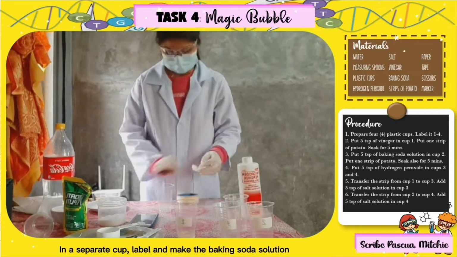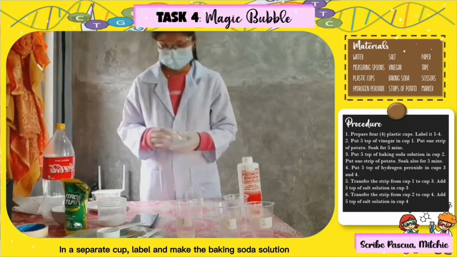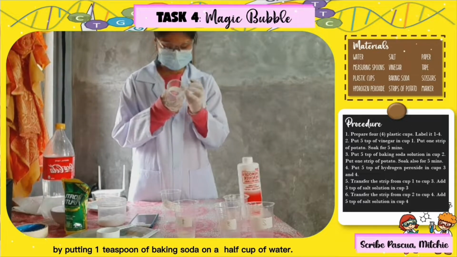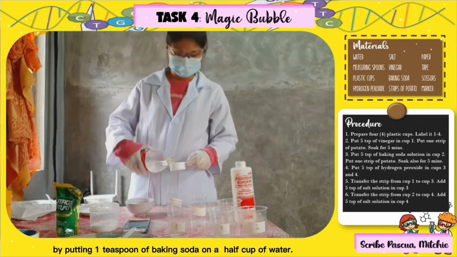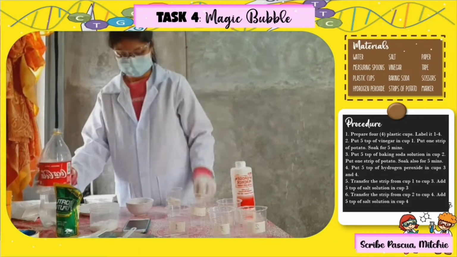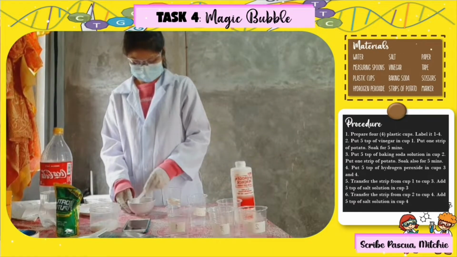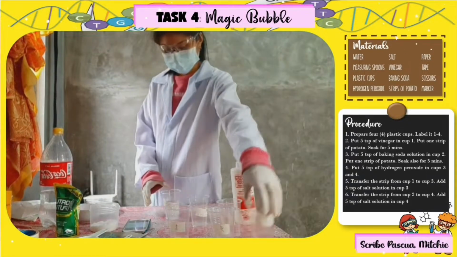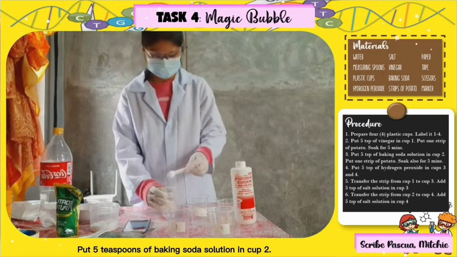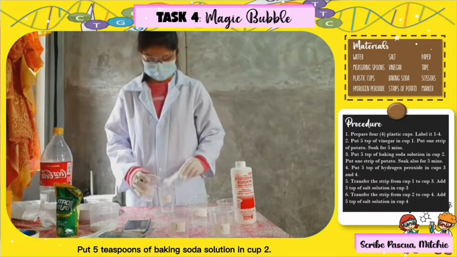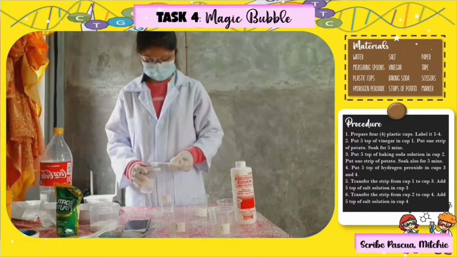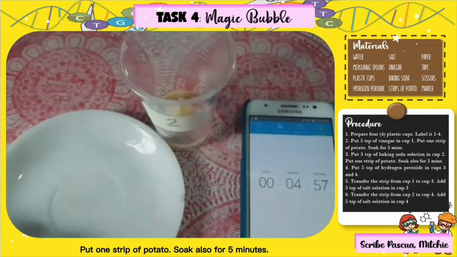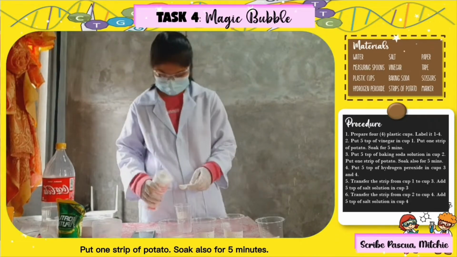In a separate cup, label and make the baking soda solution by putting 1 teaspoon of baking soda in a half cup of water. Put 5 teaspoons of baking soda solution in cup 2. Put 1 strip of potato and soak also for 5 minutes.